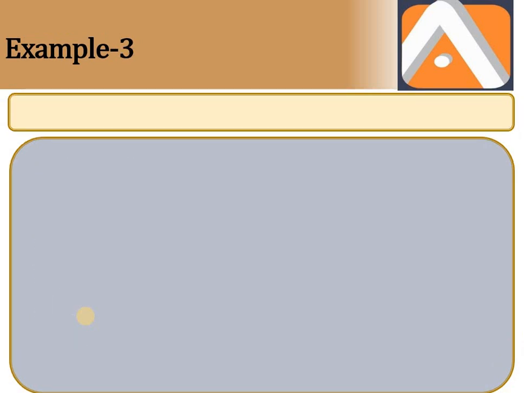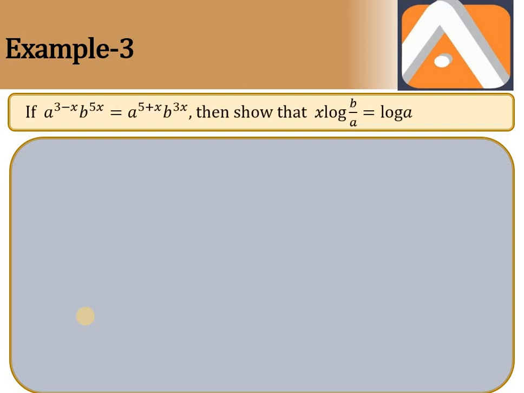Now see another example. Here they have given an equation like this: a raised to (3 minus x) into b raised to 5x is equal to a raised to (5 plus x) into b raised to 3x. Then they are asking to show x into log of b upon a. Log b by a means log b minus log a, indirectly is equal to log a.